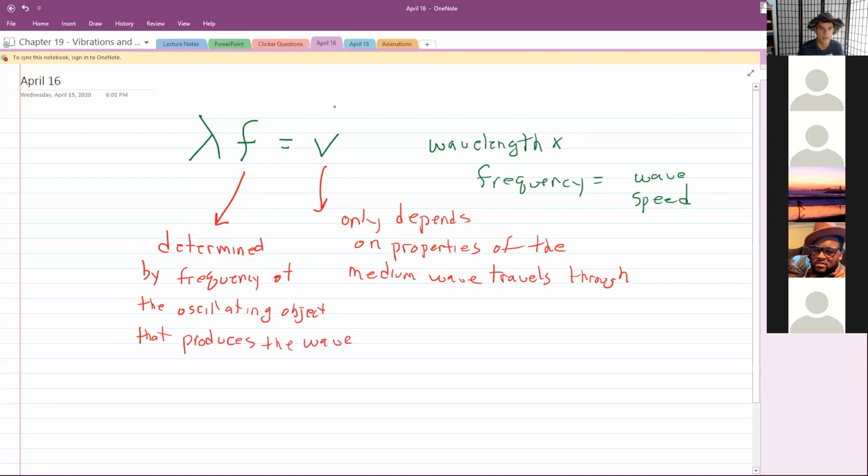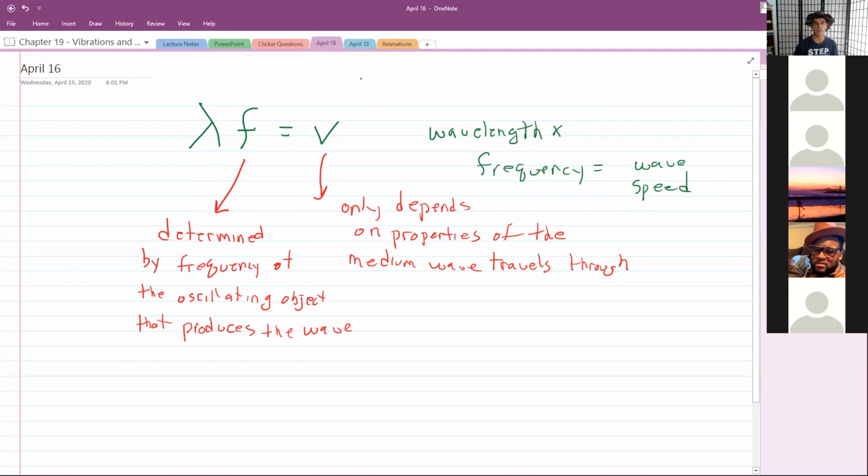So wave speed is fixed. Whatever medium the wave is traveling through is going to determine the wave speed. For light, it has to do with certain properties of the material. We call it the index of refraction. For sound, it depends upon temperature. At a given temperature, all sound will travel at the same speed. The frequency of the sound wave is going to be determined by the frequency of whatever is oscillating back and forth to produce the sound wave.